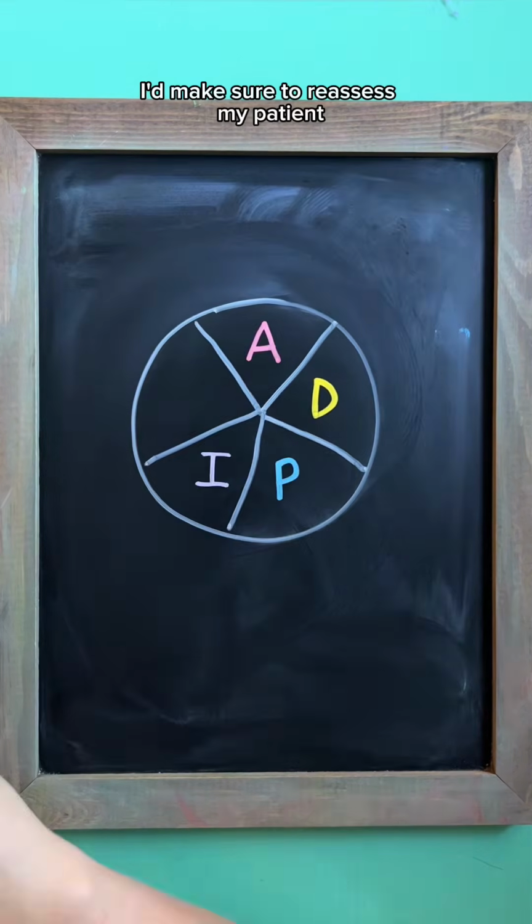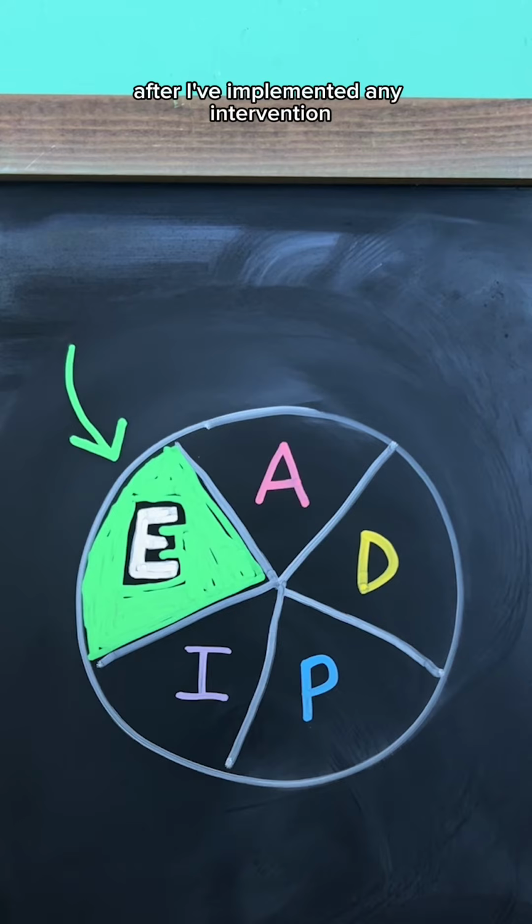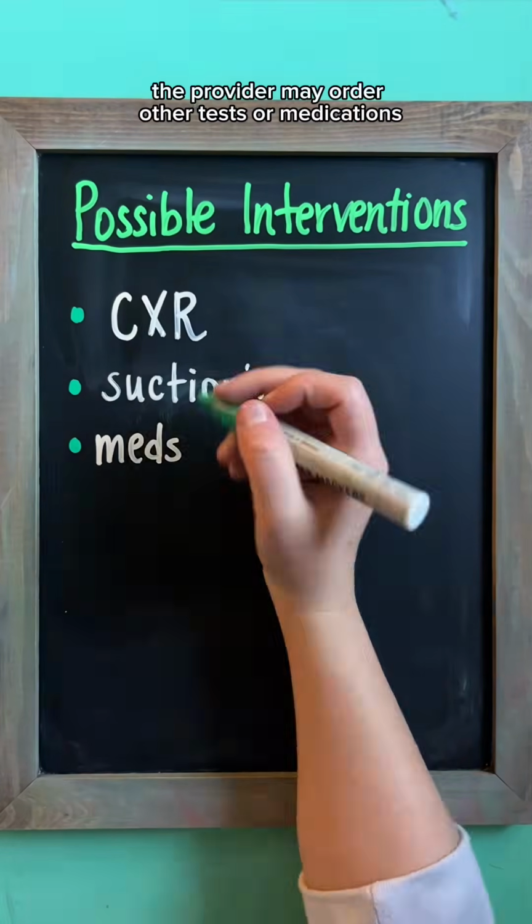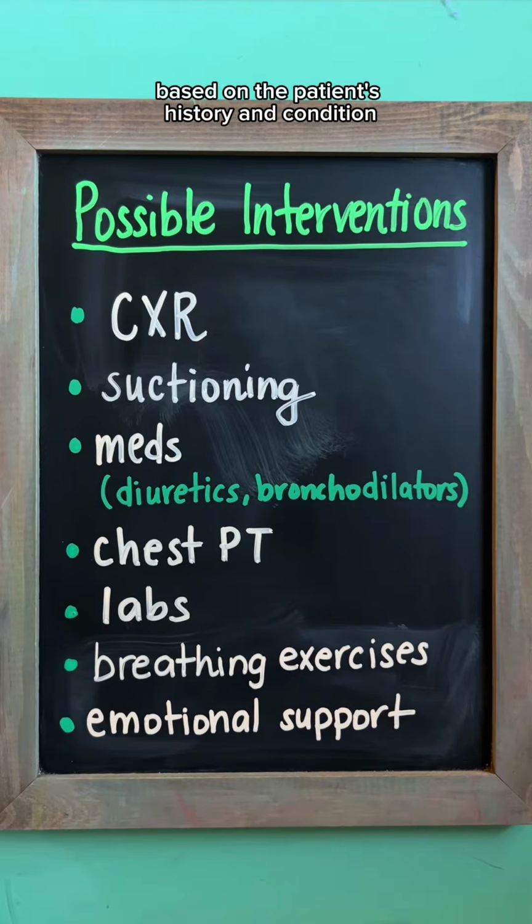I'd make sure to reassess my patient after I've implemented any intervention and alert the provider of any changes. If the patient's condition doesn't resolve, the provider may order other tests or medications based on the patient's history and condition.